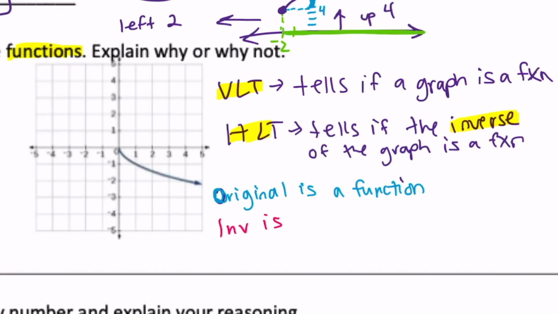So looking at this second graph, if I run the vertical line test, I can see it would pass. So the original is a function. And if I run a horizontal line test, so straight across, yep, looks like we're good, then I can see that the inverse is also a function.